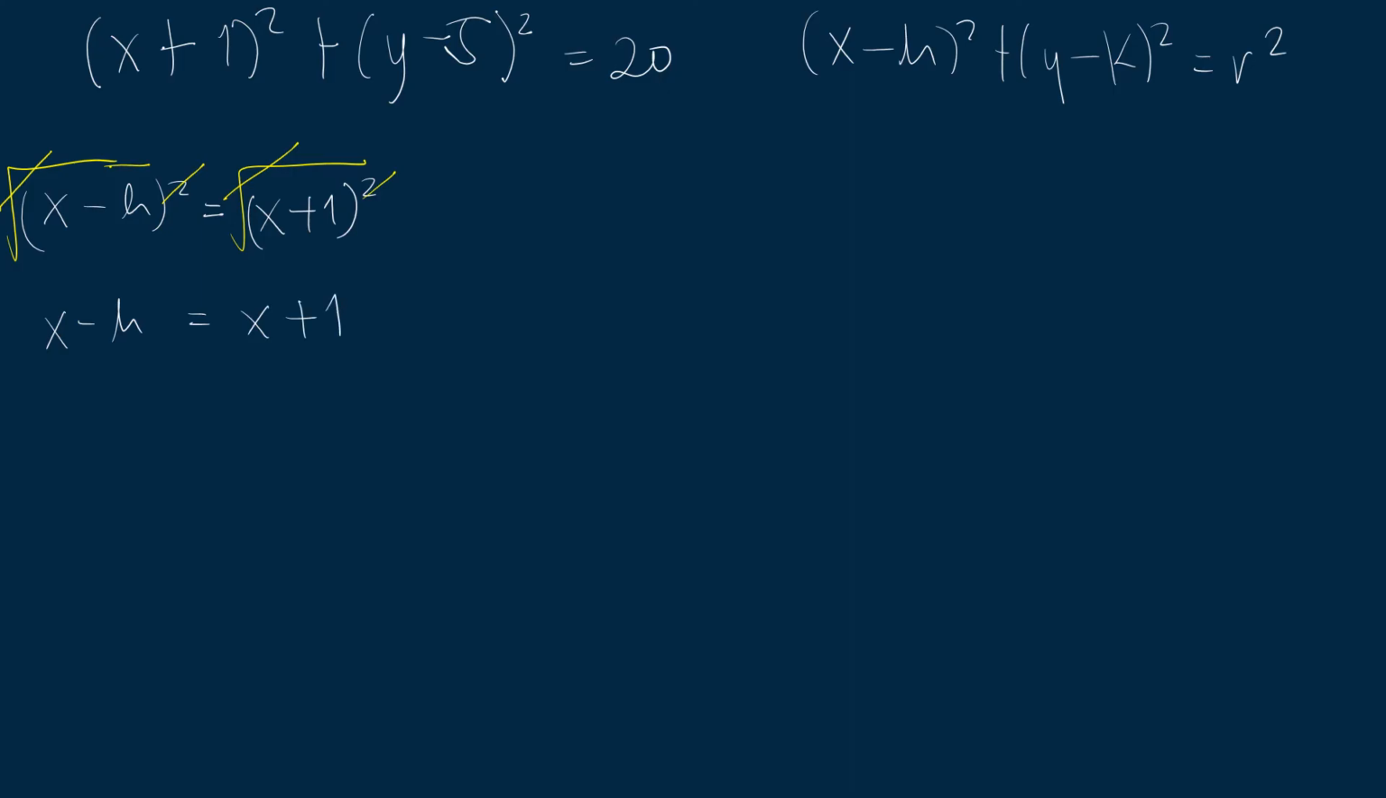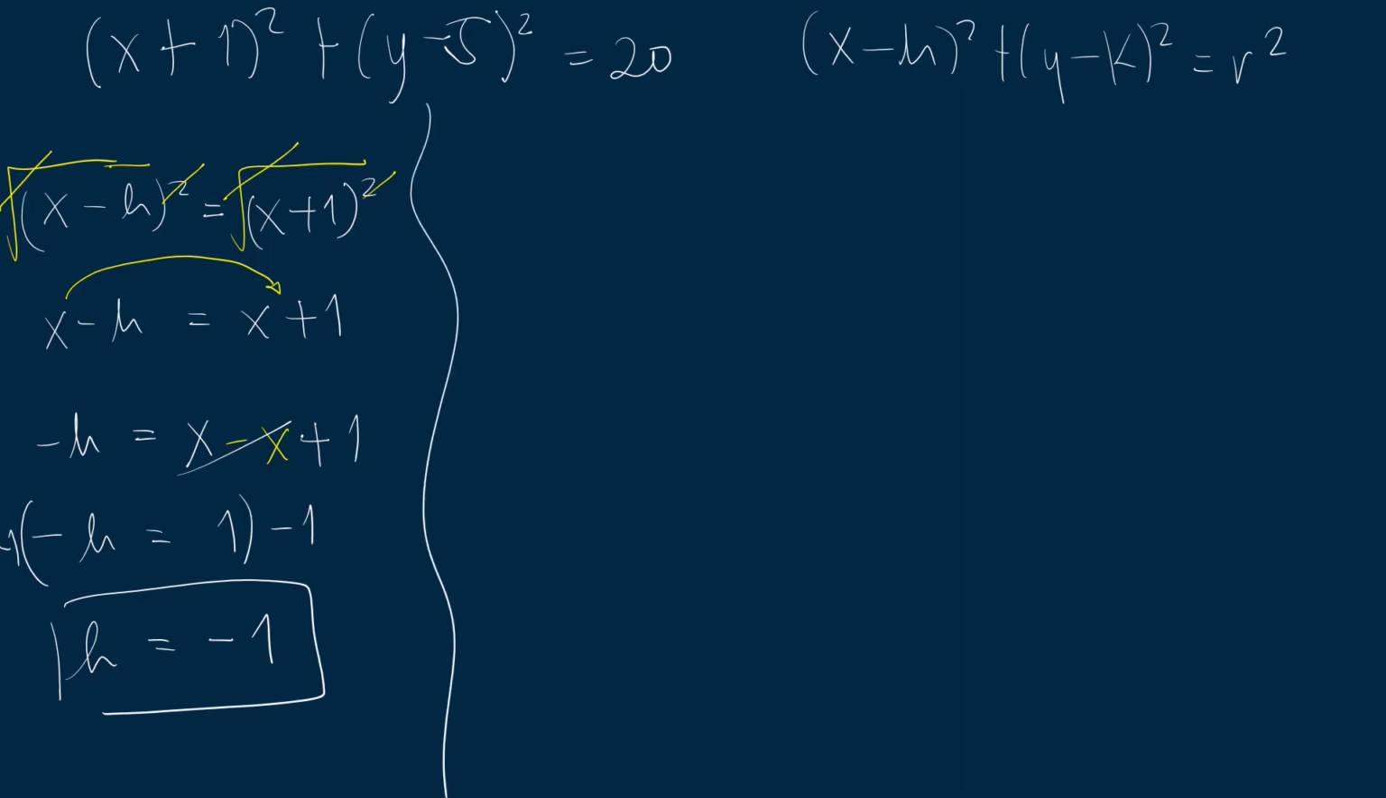Again, same process. Transpose the variable x from the left side to the right side. We will have −h = x − x, the variable x from the left side, so transpose becomes negative, plus 1. And then x − x is 0. We have −h = positive 1. And then multiply both sides by −1 to remove the negative sign for the variable h. And then h = −1.